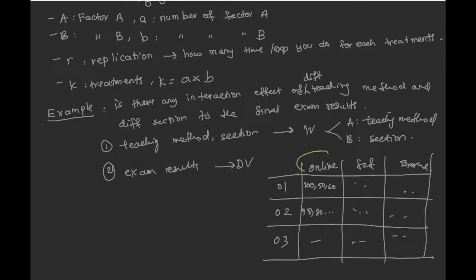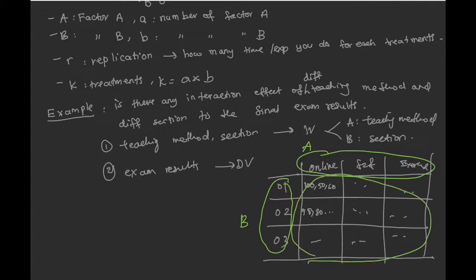So here is the teaching method, which will be my factor A. Here is the different section, which will be my factor B. Here is the final exam result, which will be my dependent variable. This factor A and factor B will be my independent variables. How do we get the treatments? K. K is a times b. a is the number of levels of factor A. I have 1, 2, 3. 3 times the number of levels of factor B. I have 1, 2, 3, equals 9.